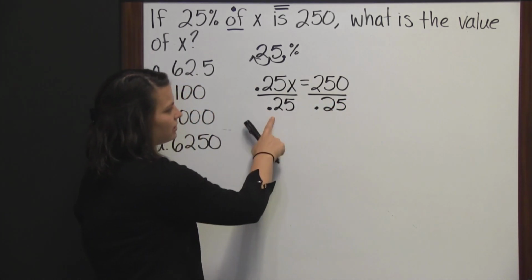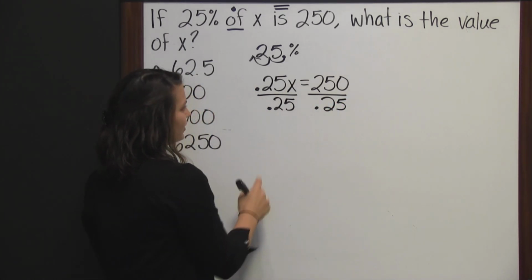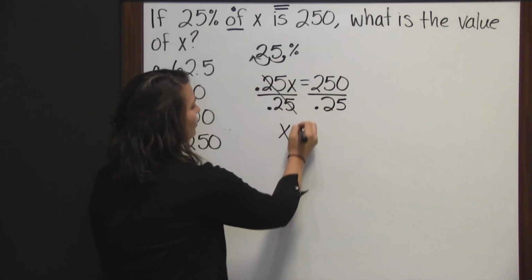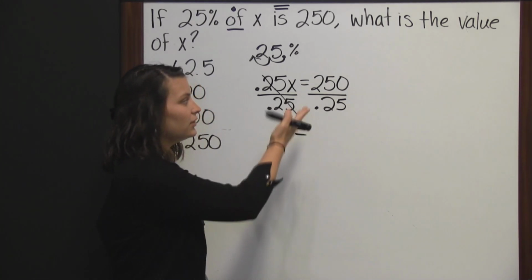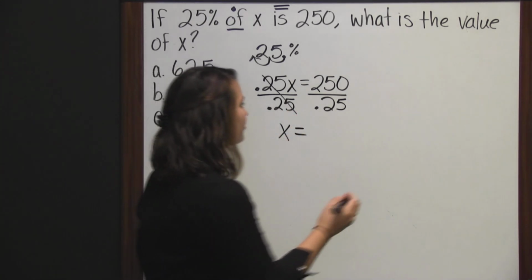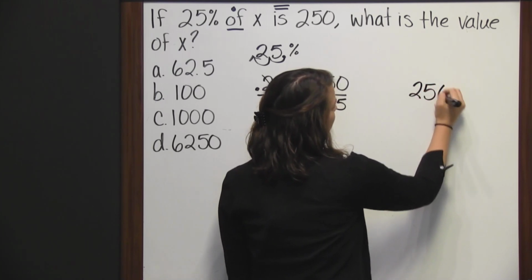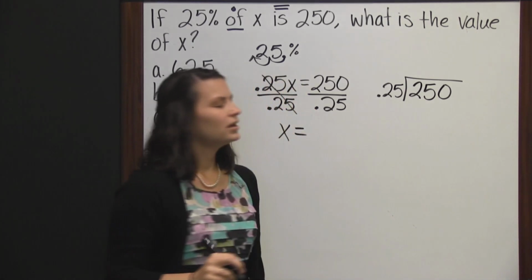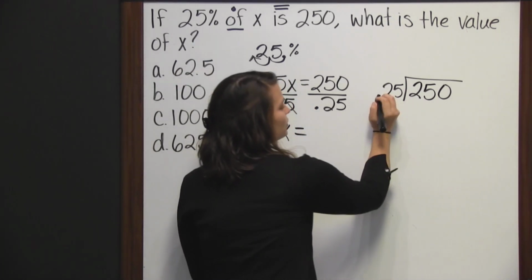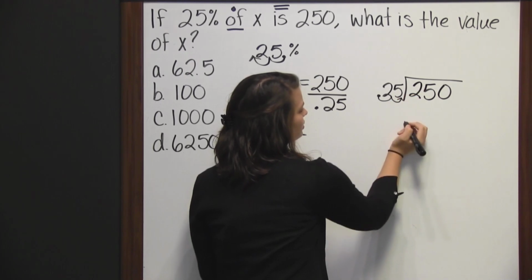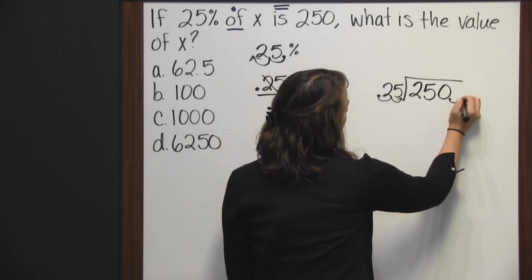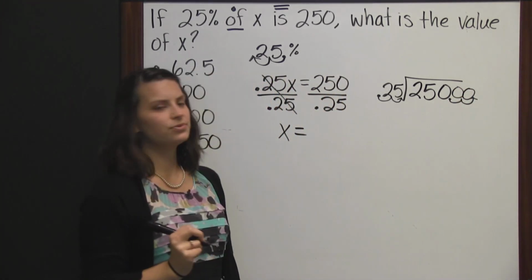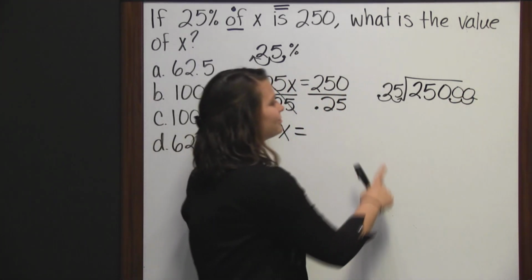So 25 hundredths divided by 25 hundredths is 1, and 1 times x is simply x. So those cancel out. We bring down the equal sign, and if you have a calculator, of course you can divide that in a calculator, but I'm going to work it out off to the side. So we have 250 divided by 25 hundredths. We can't divide by a decimal, so we need to move the decimal 2 places to the right, which means we do the same with our number under our division sign. So we have to add 2 zeros to it. And now we can divide.